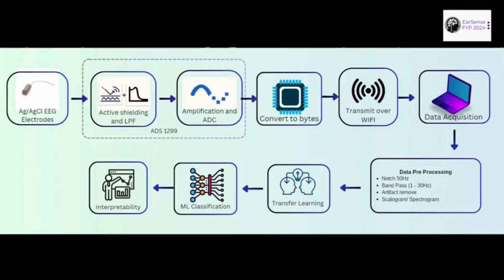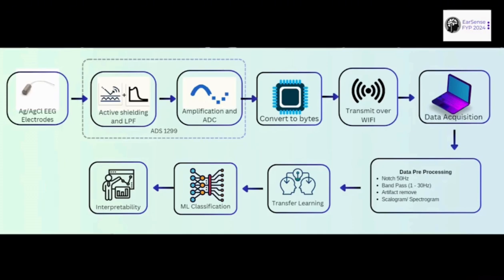Within the ADS1299 module, signals are amplified and converted from analog to digital. This conversion is key to our next step, which is digitizing the signals and then transmitting them to the computer. While we use Wi-Fi, a data cable is also an option.